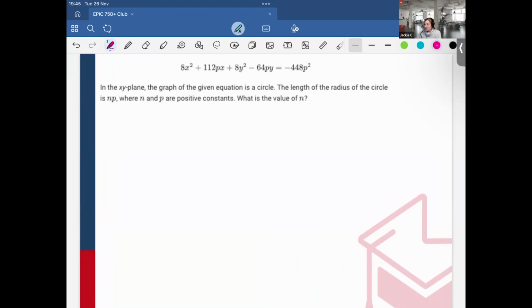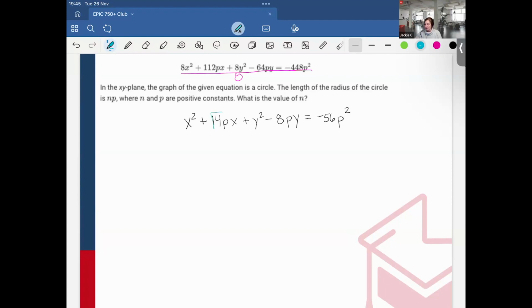So first, what I want to do for sure is divide everything by 8 because I recognize that each of these are actually divisible by 8. So that would reduce everything to x squared plus 14px plus y squared minus 8py, and negative 488 is negative 56p squared. Next, I would just do my normal steps of complete the square theory.